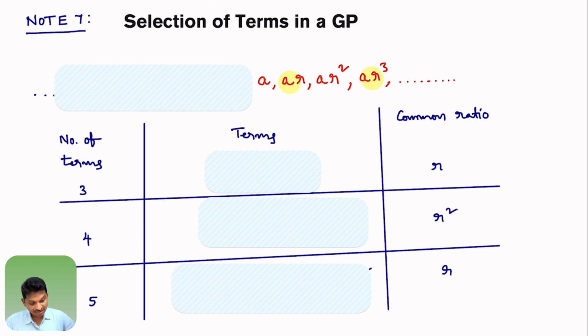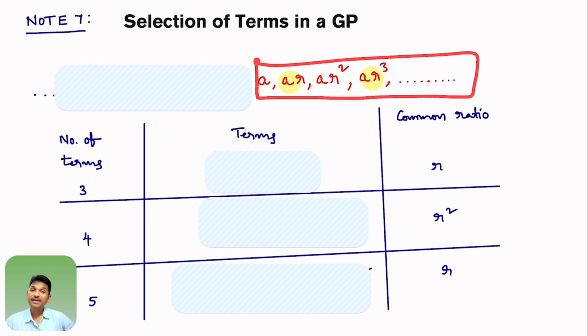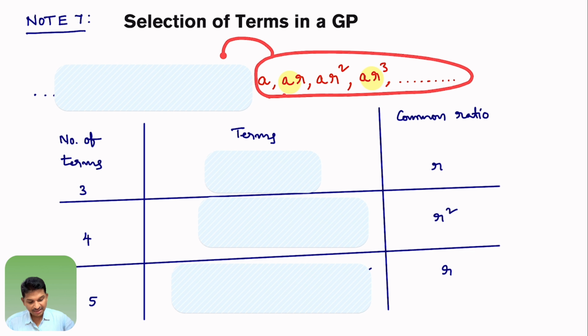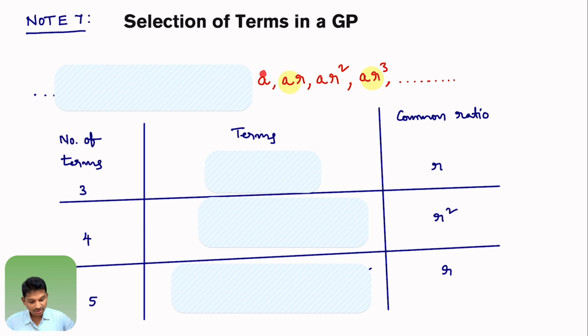See, this is the general pattern of geometric progression: A, AR, AR square, AR power 3. This we learned in last class. With common ratio R, how will the terms preceding it be? Suppose the term preceding A, such that the sequence is in geometric progression with common ratio R. Yes, its preceding term is A by R.